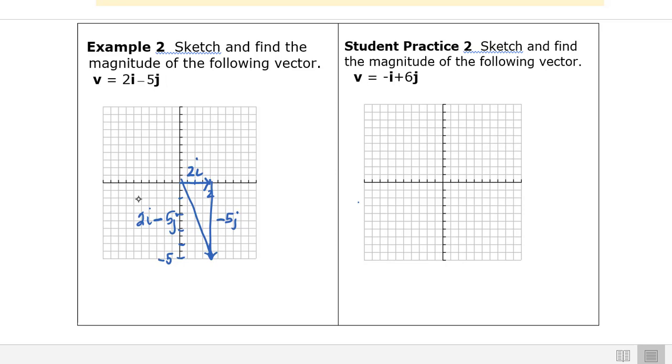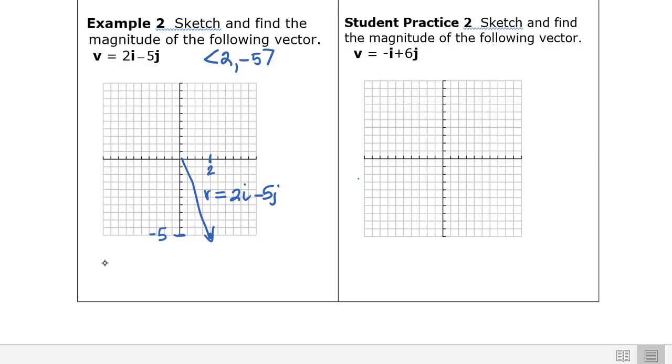We can think of this almost like an ordered pair. If we use the notation (2, negative 5), it just means from the origin we're going to go to the right 2 and go down 5, and draw our vector. So I'm going to go over 2. I used a scale of 2 because these graphs are kind of small. Then I'm going to go down 5. My horizontal component is 2i, my vertical component is negative 5j, and I just connect the origin to that terminal point. So again, I don't need to draw the horizontal and vertical components to draw a vector.